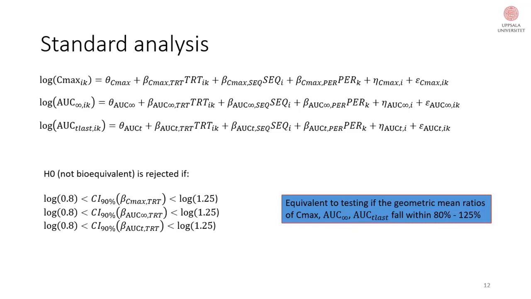This linear regression is equivalent to testing the geometric mean ratios of Cmax, AUC, AUC last, and making sure that they fall within 80% to 125%.